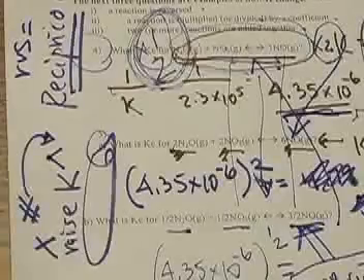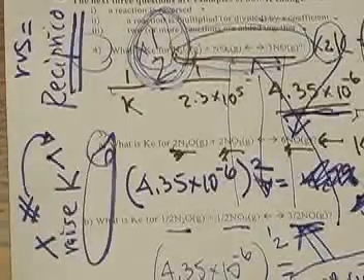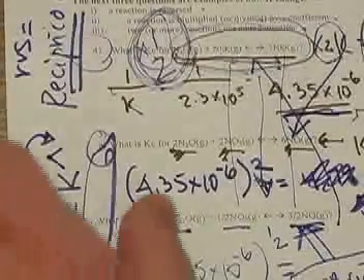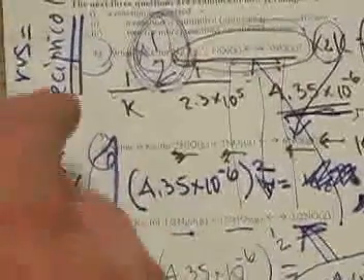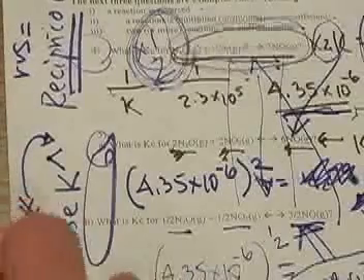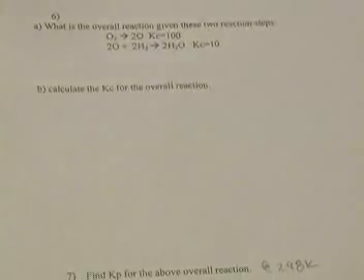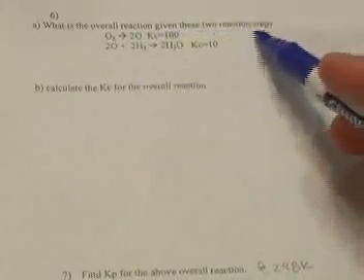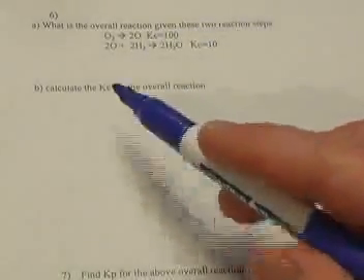Now take a look at the next page. The last problem in this series of what happens when you change things. Remember, reverse is reciprocal, multiply by a number, you raise K to a power. And take a look at number 6. Number 6 does something a little bit different. It has 2 reactions. And it says, what is the overall reaction given these 2 steps? And then it says, calculate K sub C for the overall reaction.